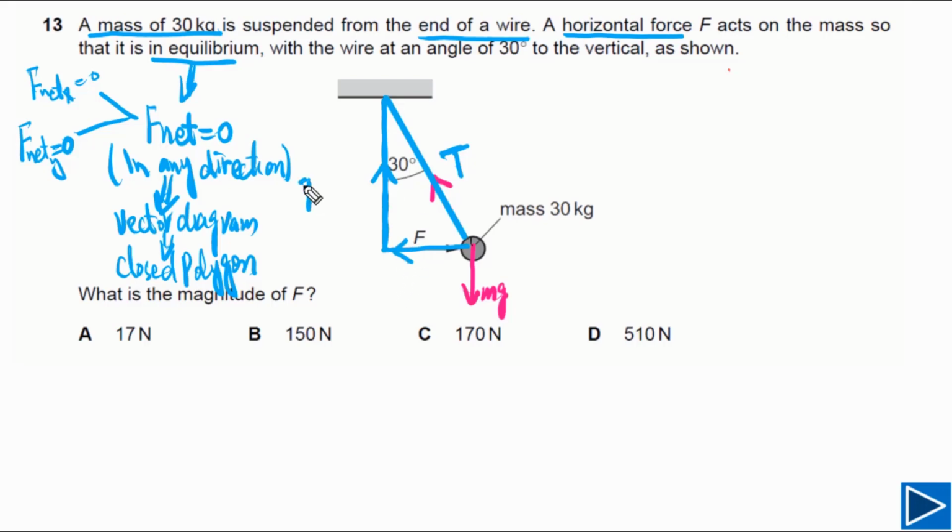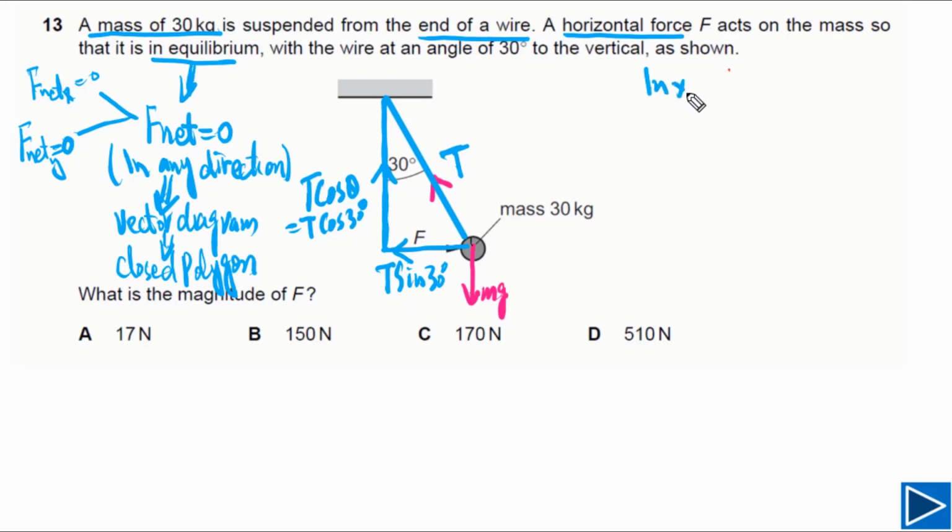The vertical component is equal to T cosine of theta, or simply T cosine of 30 degrees, because it is with this angle. If we look at the horizontal component, this is equal to T sine of 30 degrees, because this side is opposite to this angle, so this is T sine 30 degrees.